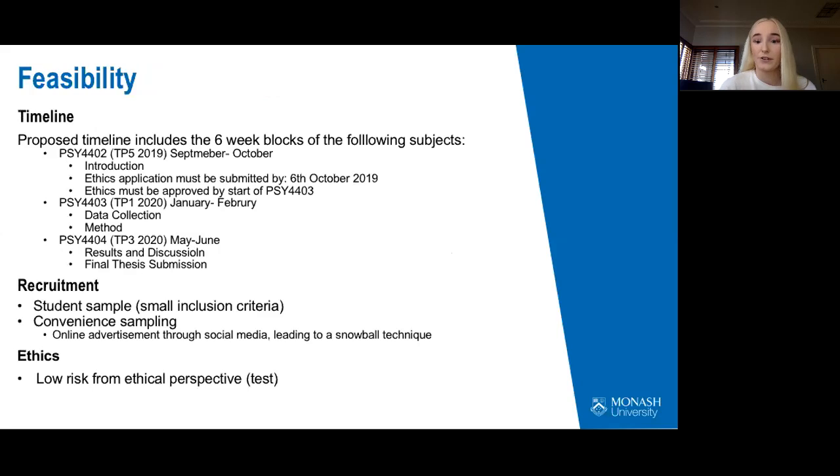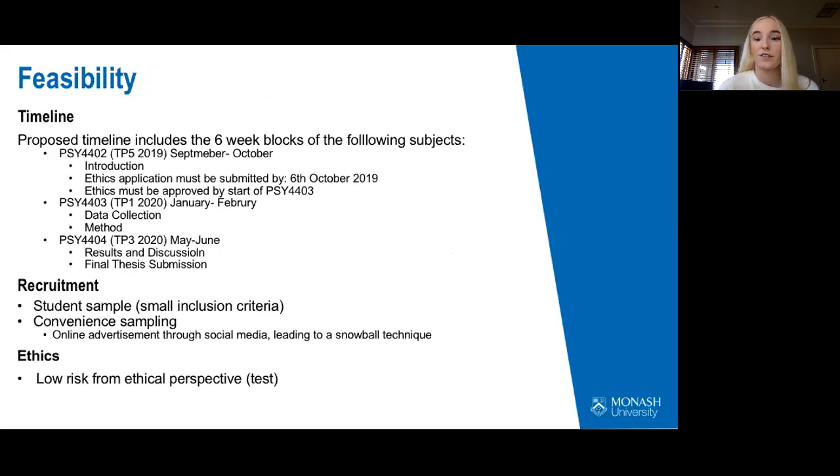The proposed timeline includes 6-week blocks of the following subjects. PSY 4402, which will include the ethics and introduction, and the ethics application must be submitted by the 6th of October and be approved prior to the start of PSY 4403, which will include data collection and the methods section. And finally, PSY 4404, made up of the results and discussion, as well as the final thesis submission.